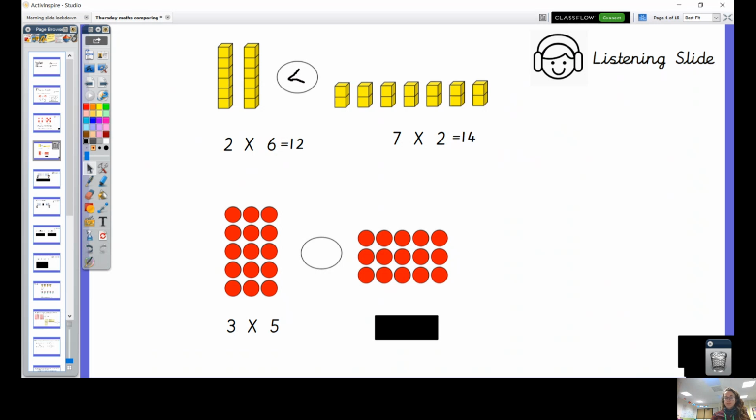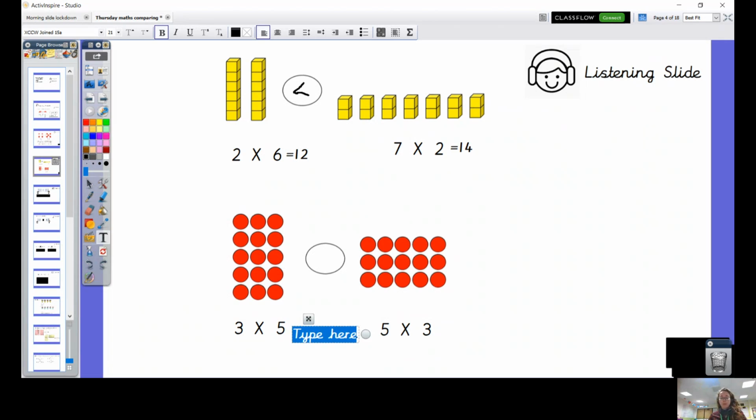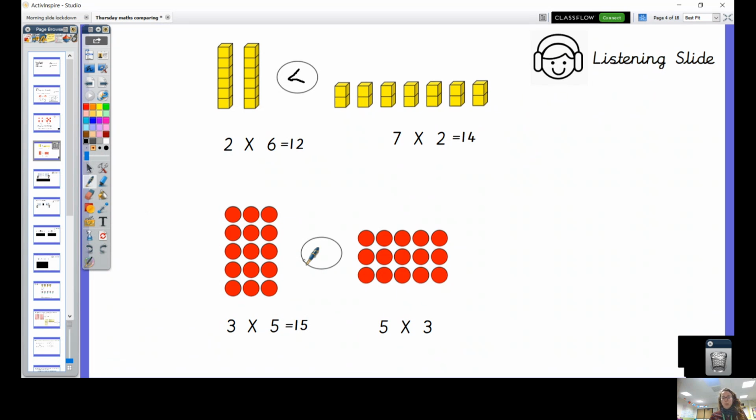Okay, yeah, so we've got 3 groups of 5, 3 times 5, and 5 times 3. You might have noticed that it was the same array, just laying on its side. So the rows and the columns hadn't changed, they were just swapped around. So I know using my 5 times table or my 3 times table, that 3 times 5 is 15. I straight away know that that's going to be the same total. So 3 times 5 is equal to 5 times 3.